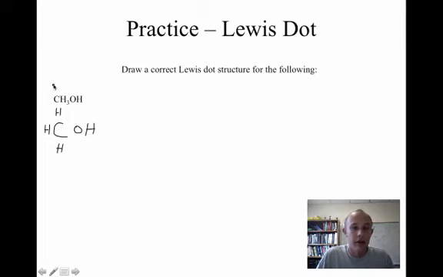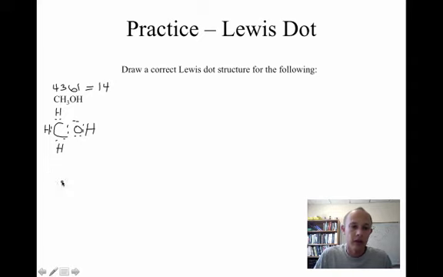Now we count our valence electrons. We have 4 from carbon, 3 from hydrogen, 6 from oxygen, 1 from hydrogen. Remember, this is in the 4th column, this is in the 6th column, hydrogen's in the 1st column. The total we have here is 14 electrons. So now let's distribute those according to the octet rule. We'll surround this carbon with 8 electrons. We'll surround the oxygen with 8. We have 2, 4, 6, 8, 10, 12, 14. Everybody's happy. Everybody has a full octet. So this is going to be our Lewis dot structure.